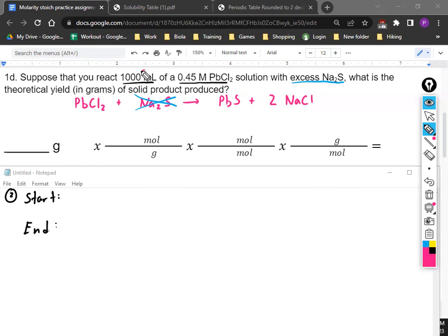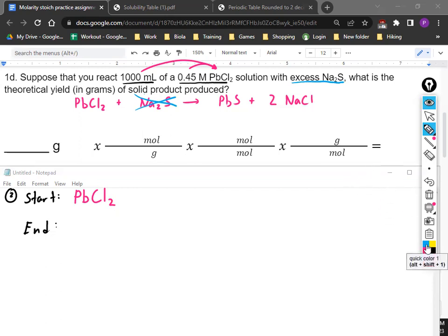Yeah, PbCl2, right? It's 1,000 milliliters of a 0.45 molarity PbCl2 solution. So the chemical that we're starting with, the one that we have numbers for, is going to be PbCl2. Okay? I know this can get a little bit tricky depending on how comfortable you are reading and understanding the questions. But just remember, whatever chemical the number's talking about, that's your starting chemical, okay?